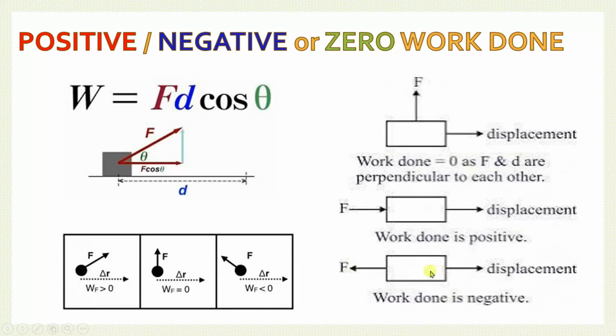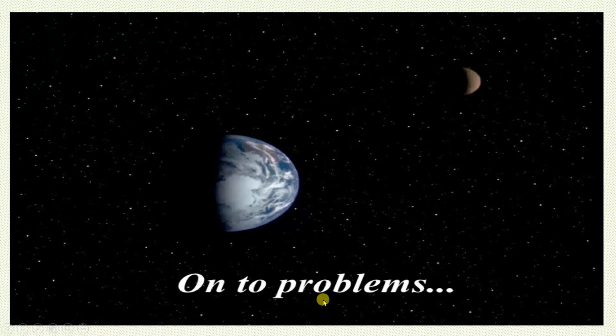But if force and displacement are in the opposite direction to each other, like here you can see, then F और D का angle कितना है? It is, yes, it is 180 degree. So अभी हमने learn किया है cos of 180 is -1. So work done will be negative. ठीक है? So when the work done is positive, when the work done is 0, and when the work done is negative, you can see from this example.